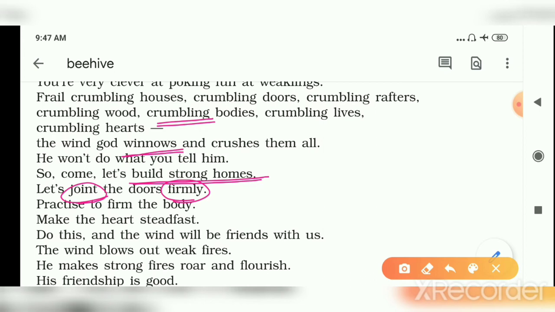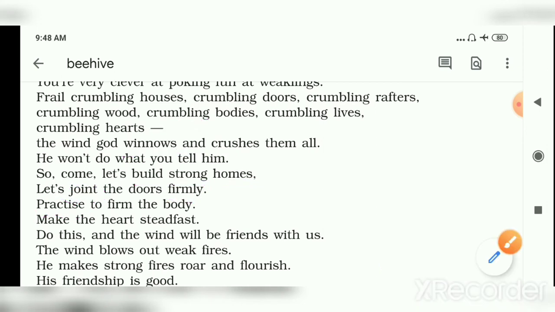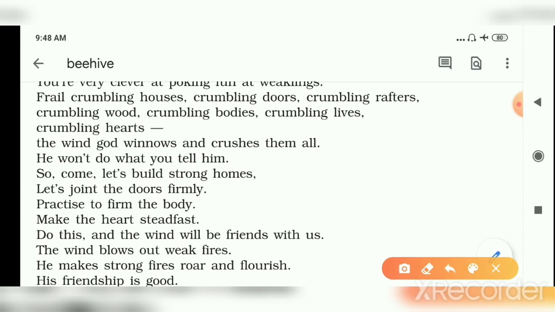Practice to form the body. Here you will keep it in your mind, pronunciation. If CE is there, then practice, that is the noun form. If SE is there, the pronunciation is practise, and this is the verb form. This thing you will keep in your mind. Practise to form the body.